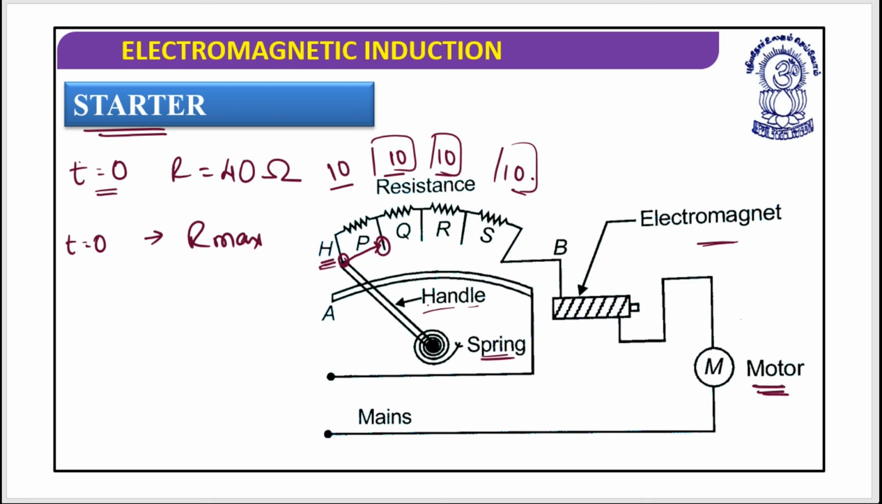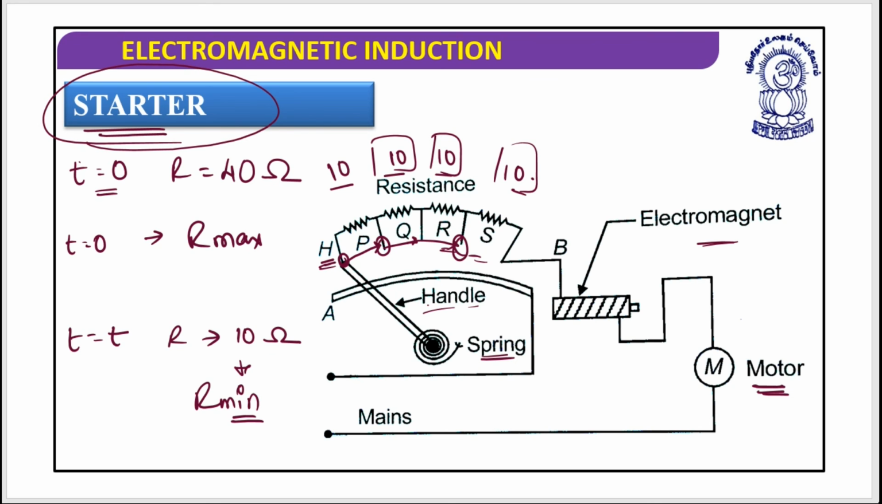Some more time passes, and you throw your arm over here. Now it's only 20 ohm of resistance. One more time passes and you throw your arm over here. So at t equals T, your resistance will be equal to 10 ohm only, and this is the R minimum we are talking about, and your motor has been saved. So this is how a starter works.